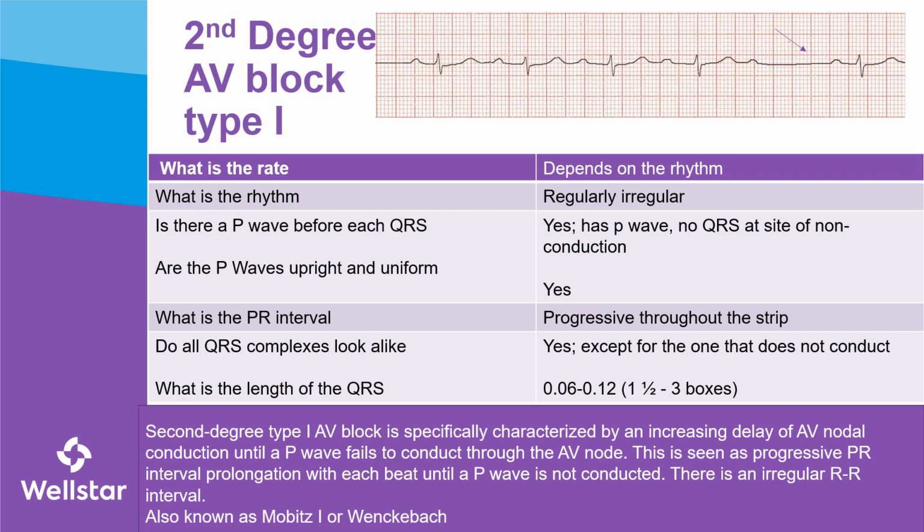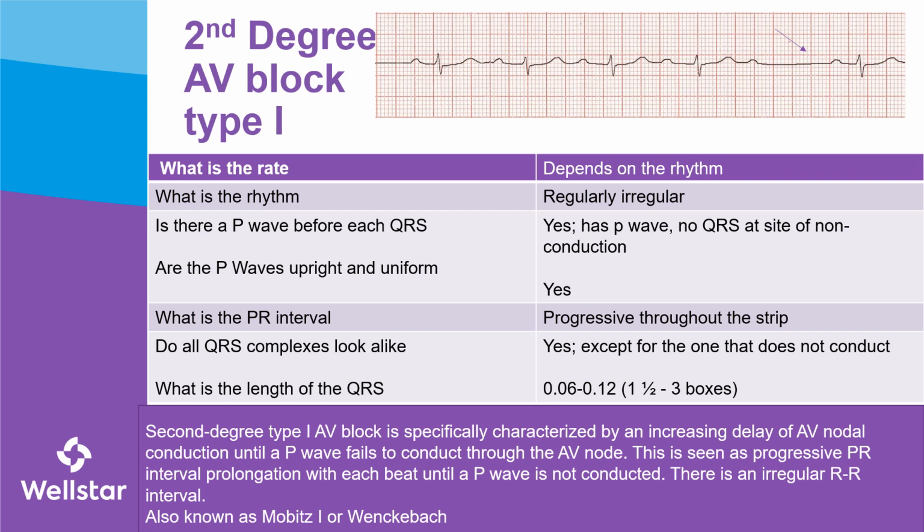Here we are, we've come to our second degree AV block type 1, otherwise known as a Mobitz type 1 or a Wenckebach block. The rate is going to be dependent on the rhythm. The rhythm here is regularly irregular. Is there a P wave before each QRS? Yes, does have P waves. However, there's that beat that does not have a QRS complex at the site of non-conduction.